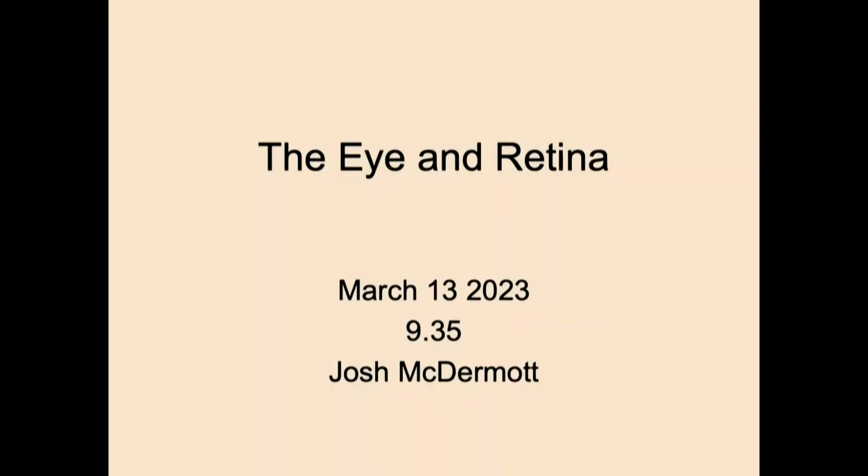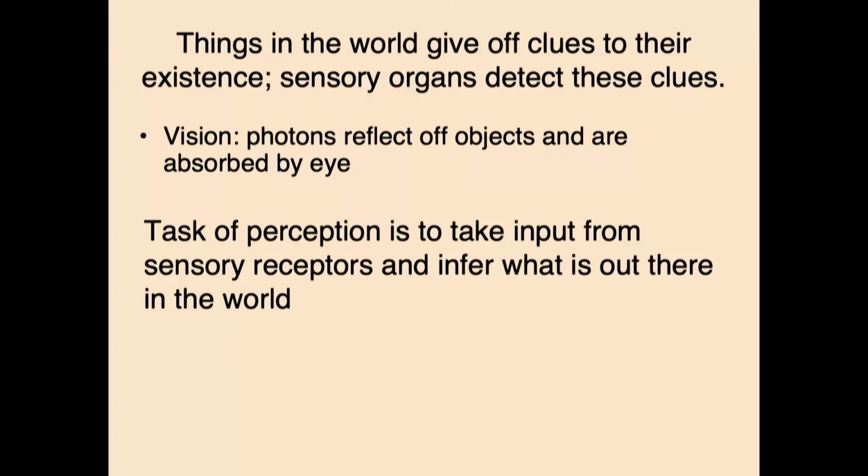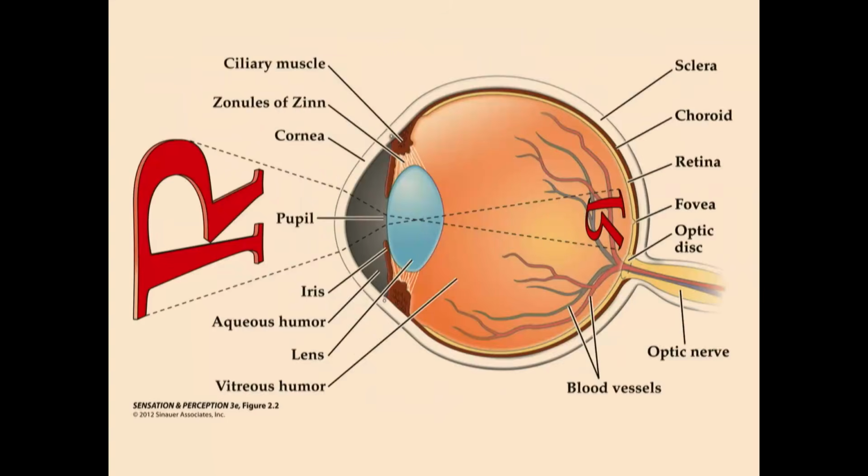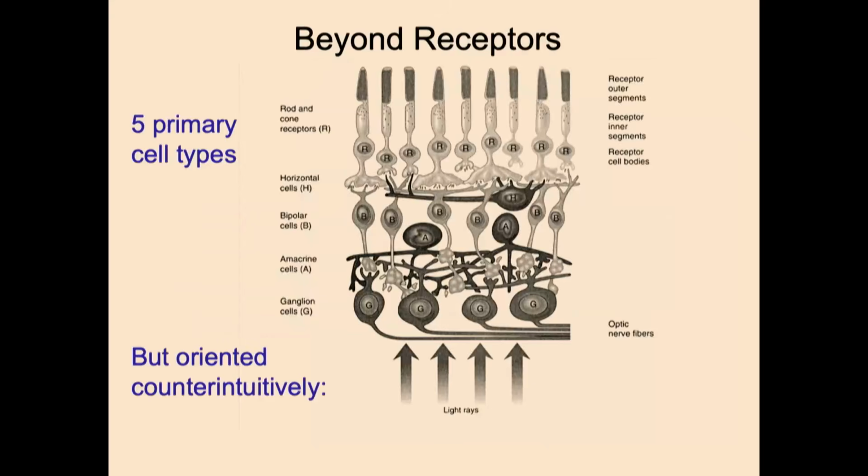Last time, we started talking about vision and the eye and the retina, right? So the idea is objects in the world reflect light. The photons are absorbed by the eye, and from the pattern of photons that are absorbed by the eye, your job is to figure out what's out there in the world. Okay, so we talked about the eye and the retina and how the retina is wired up backwards.